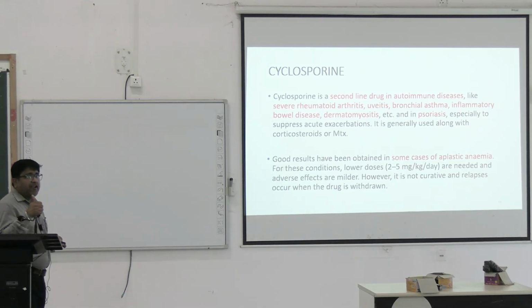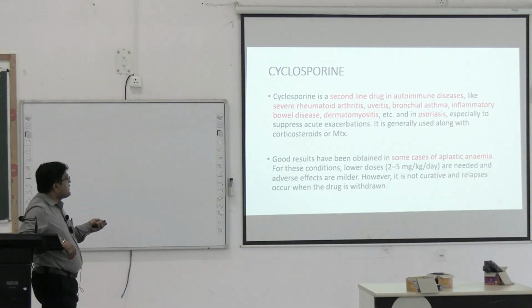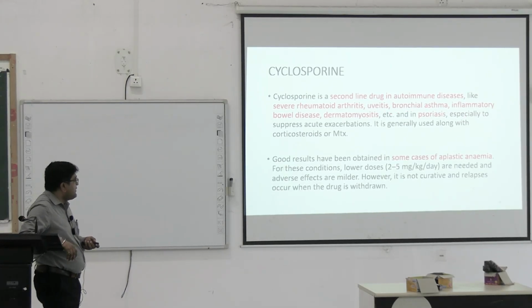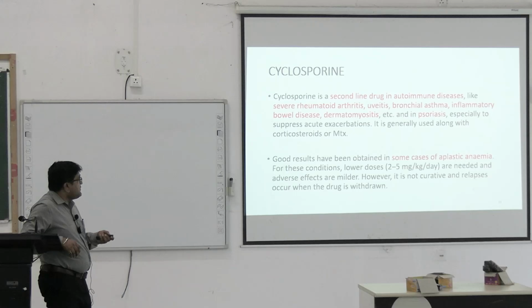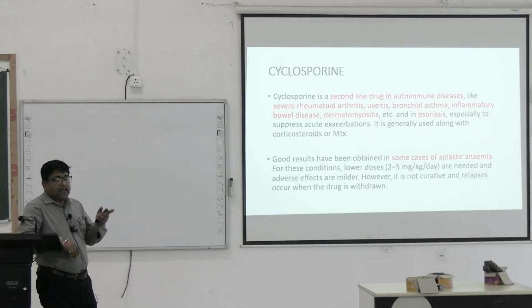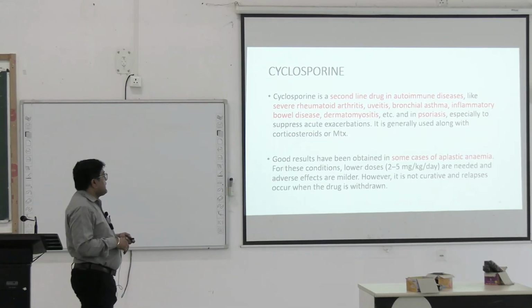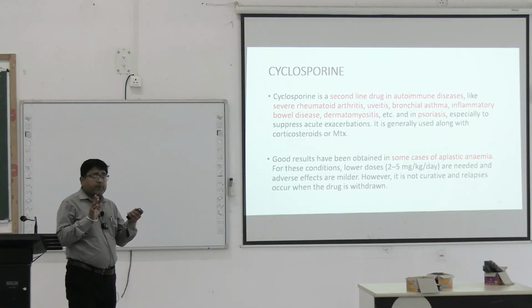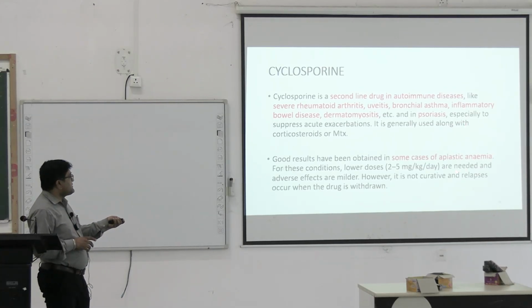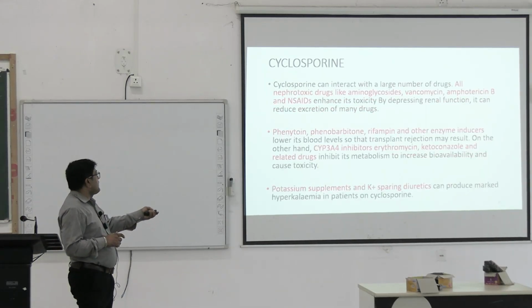It is a second line drug in some autoimmune diseases like severe rheumatoid arthritis, uveitis, bronchial asthma, inflammatory bowel disease, dermatomyositis and in psoriasis, especially to suppress acute exacerbations. It can be used along with steroid or methotrexate. Some good results have been obtained in patients of aplastic anemia also, where it is used in a lower dose.